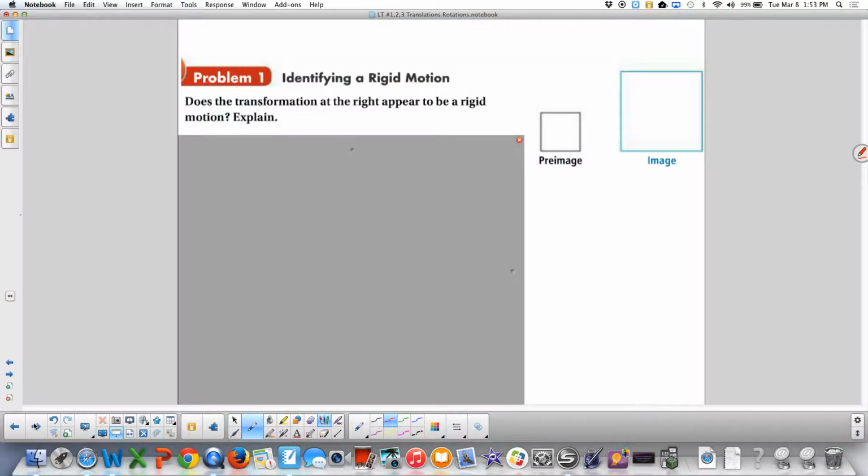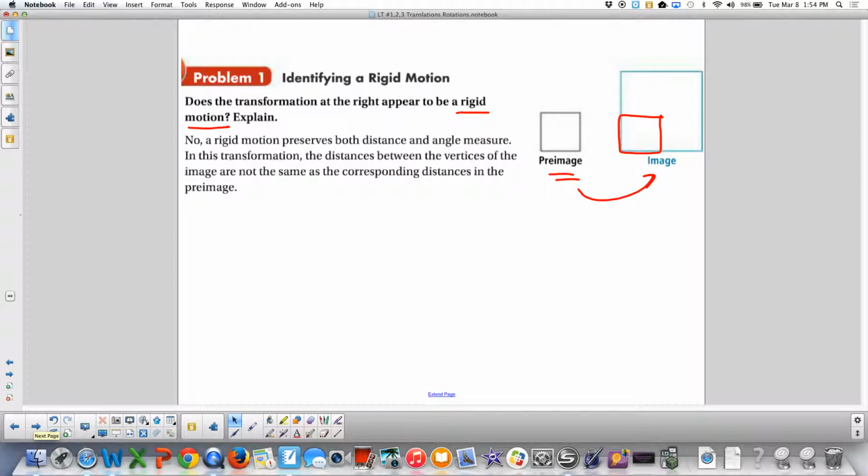Let's look at these two. Here's the pre-image, and then a transformation has taken place to give us the image. So, is this an example of rigid motion? And the answer to that is, well, it's quite obviously no. If I take that pre-image and I move it to the image, there is no way that it's the same size or shape. So we say that this is not an example of rigid motion, because obviously the distance between the vertices is not preserved.